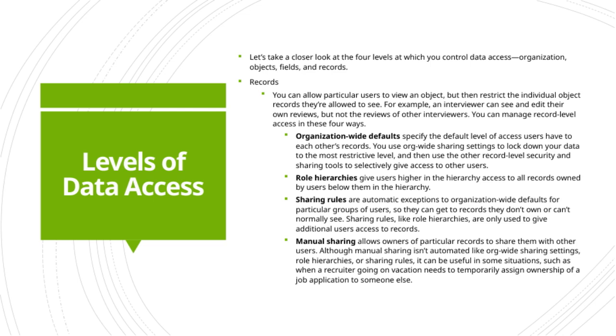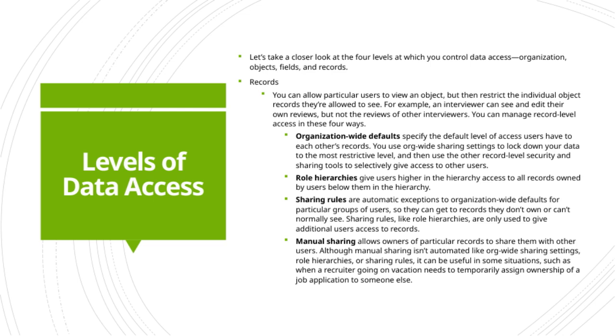Next, role hierarchies come into play. They allow users higher up in the hierarchy to access all records owned by users below them. This makes managing supervisory access straightforward. Sharing rules are another powerful tool. They act as automatic exceptions to the organization-wide defaults, giving specific groups of users access to records they wouldn't normally see. Think of them as targeted permissions that open up access for a subset of users.